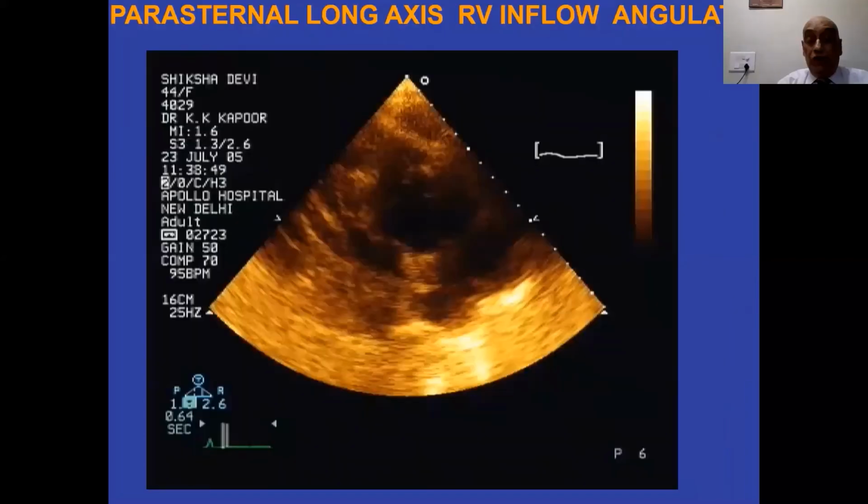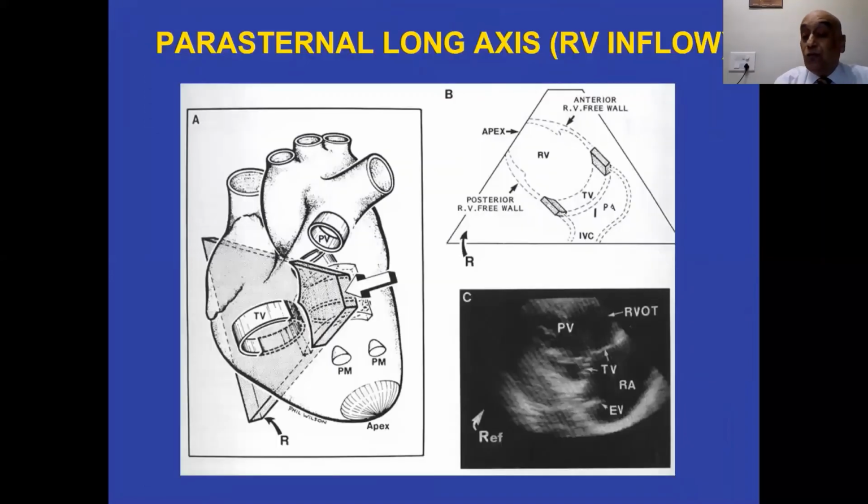So now here I've got the image of the RV inflow view. This is the diagrammatic view of the RV inflow view. You can see that the index mark is going to be at the 10 o'clock position. The position of the probe is going to remain the same as what you got for the long axis view, and the index mark is going to be at 10 o'clock. The only thing is you're going to tilt the probe medially and inferiorly.